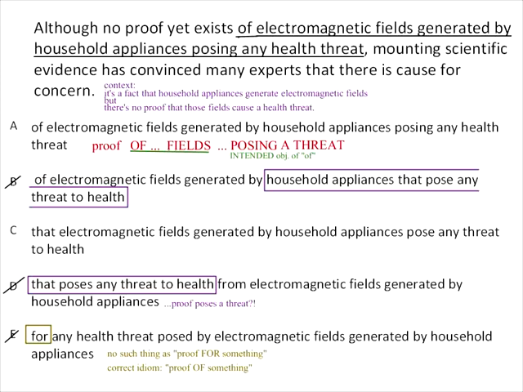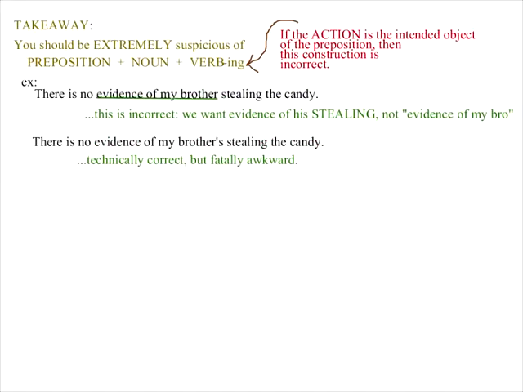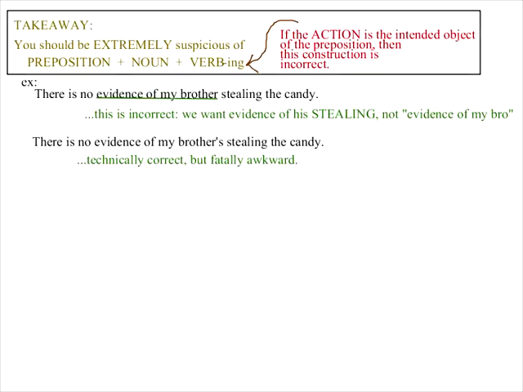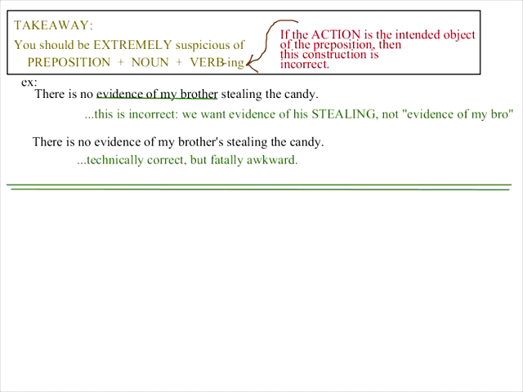In general, if you see this sort of construction, you should be incredibly suspicious of it. Okay, it is correct in some instances. Let me give you an example. So, preposition plus noun plus verb-ing is only correct if the actual noun is the intended object of the preposition.